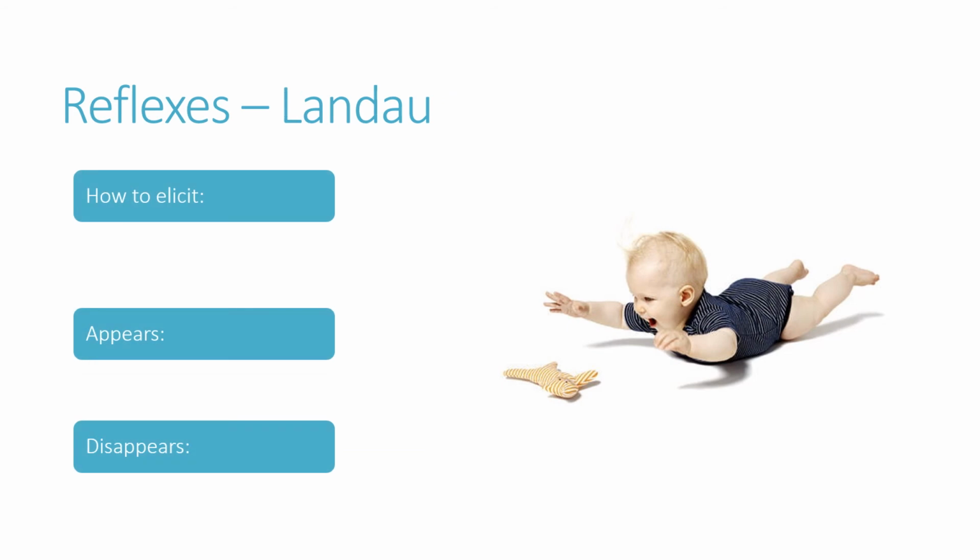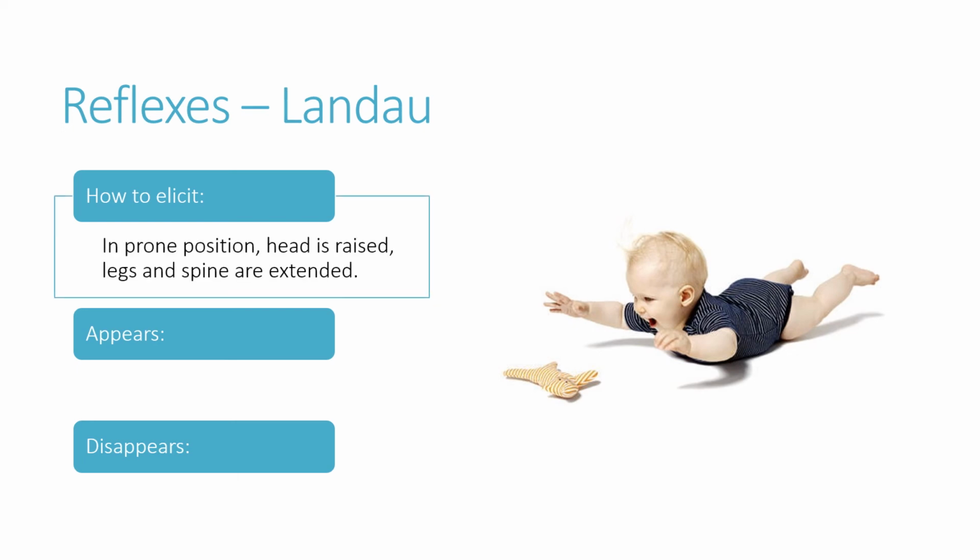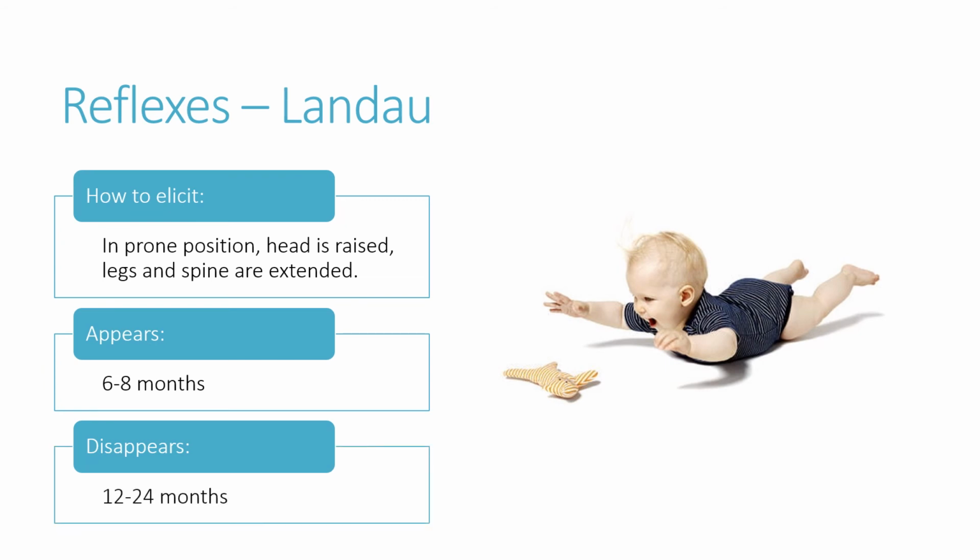The next reflex to talk about is the Landau reflex, or looks like baby Superman. This is when the baby is in a prone position on the floor or on a flat surface. The head is raised, the arms raise up from the ground, and the legs raise up above the ground as well. So it looks like they're flying, if you will, like this baby is demonstrating in this photo. This reflex appears at about 6 to 8 months of age, and then it disappears between 12 and 24 months old.